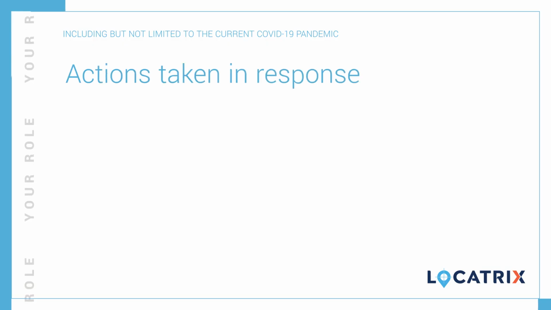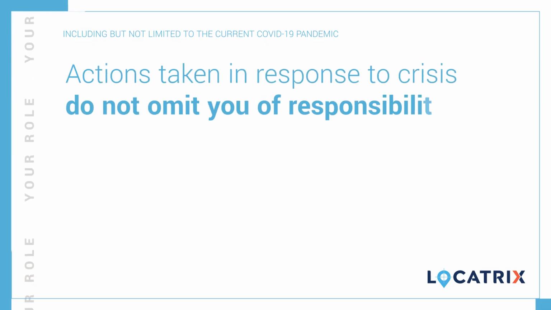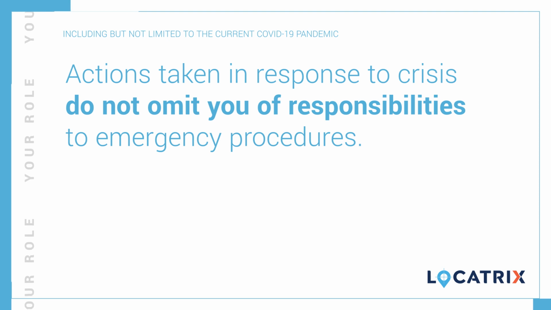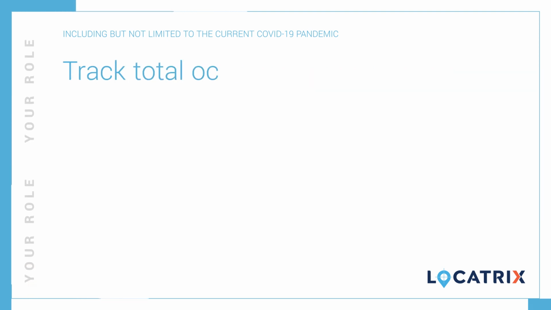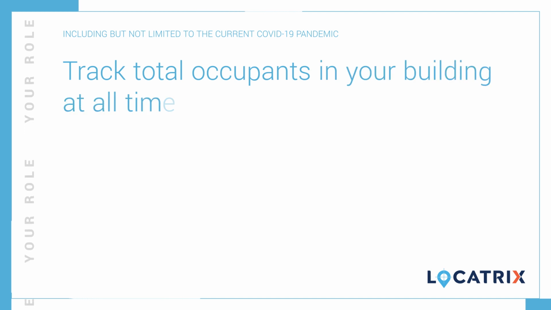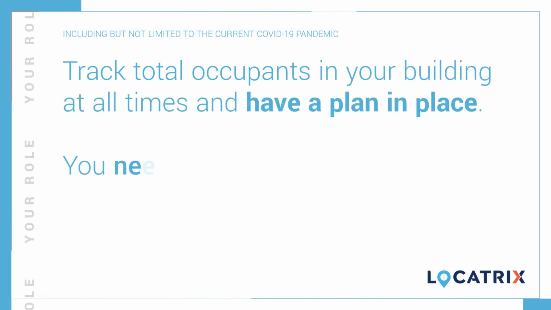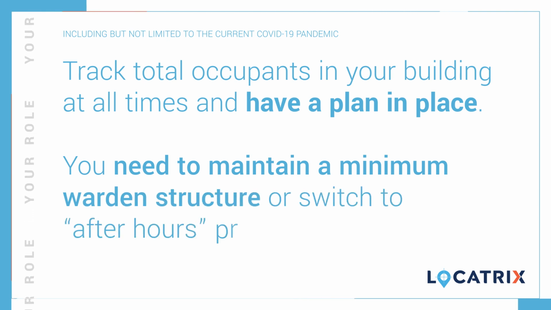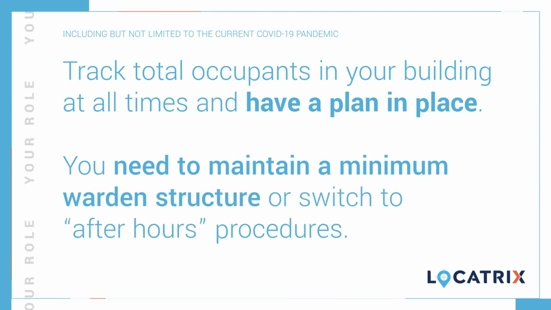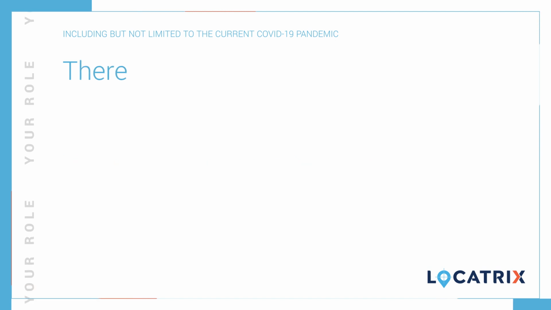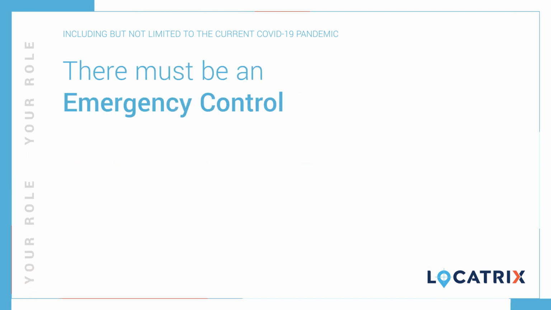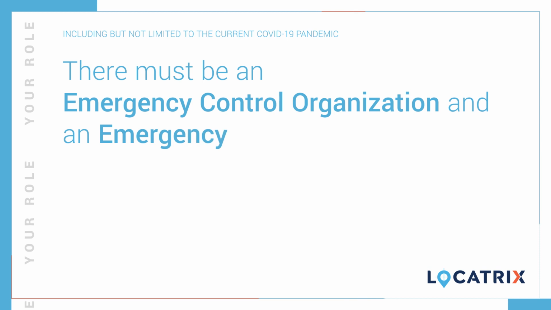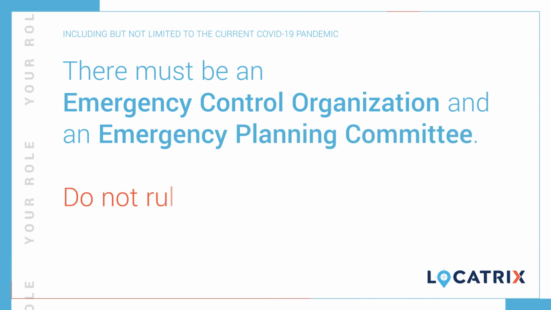While responding to crisis and having implemented work from home measures, you must not omit your responsibilities as a business owner for your emergency procedures. Understand how many occupants you have in your building at all times and have a plan for them, remembering that your building may be quite empty and you still need to maintain a minimum warden structure or switch to after-hours procedure. There must be a working Emergency Control Organisation, ECO, and Emergency Planning Committee, EPC.